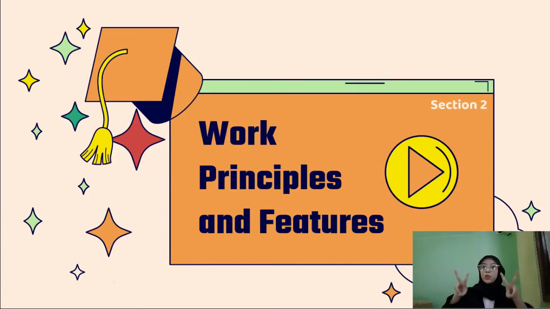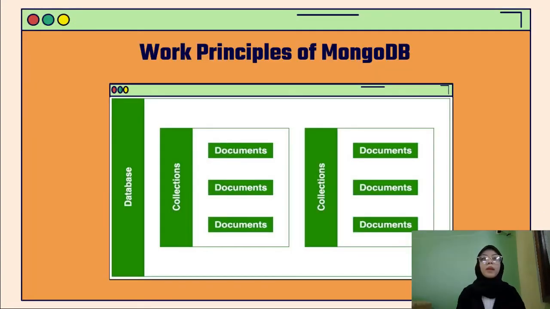And we go to section 2, working principles and features of MongoDB. In this schema, we know that there are three parts in this working principle: database, collection, and document. The MongoDB database is stored in BSON. It stores anything like string, integer, boolean, double, binary data, object, array, JavaScript code, and many others. The MongoDB database contains collections, just like MySQL contains tables.